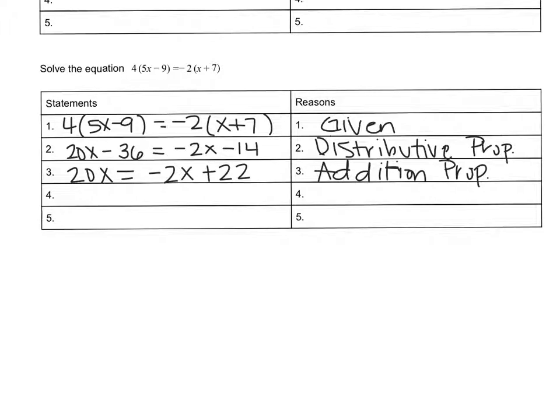Next, I want to get all my variables on the same side, so I'm going to add 2x to both sides. So we're going to get 22x equals 22, and the reason is going to be, again, the addition property. And lastly, we're going to divide both sides by 22, so we get x equals 1 as our final solution, and the reason would be the division property.